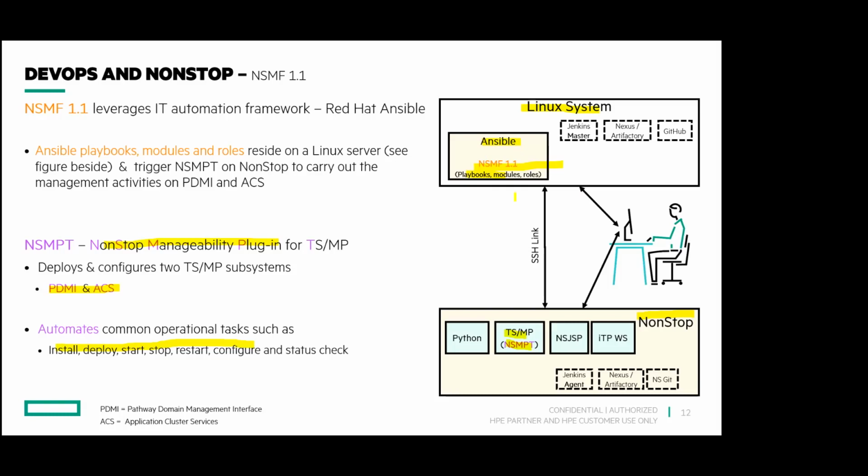So that playbook is pushed into the NonStop, and NSMPT receives it and understands it, and it has its own configuration files, etc. So it uses them and then executes these commands, install, deploy, etc., and then brings up the PDMI and ACS. So this is an example product which we've taken up in 1.1, and we have implemented it. So when this goes out, the next RVU is bringing it out. When this goes out, and when a new TSMP release is made, people can use this playbook, and then TSMP gets installed magically. So that's how it is.